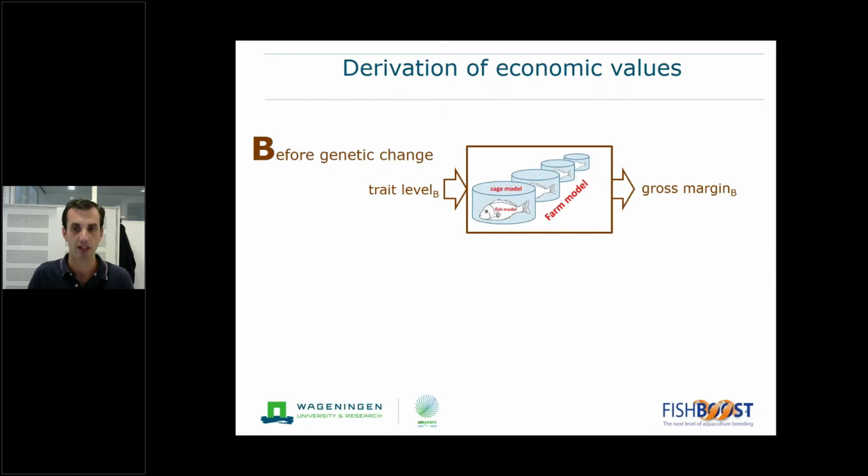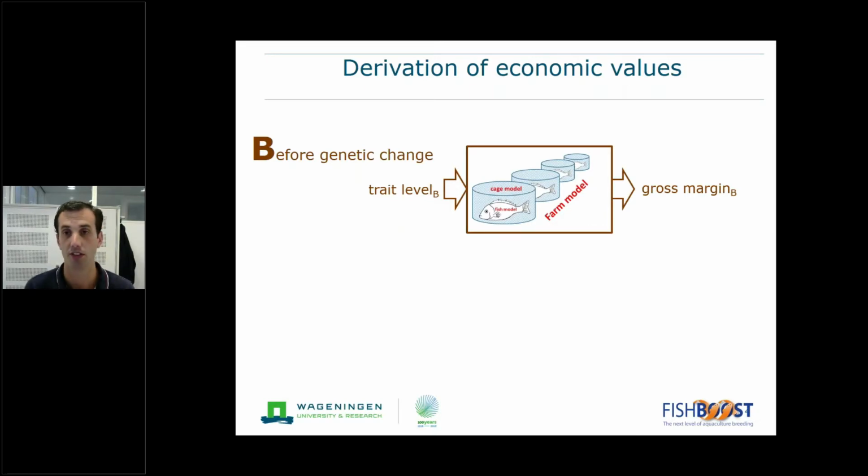Within FISHBOOST, we have developed a bioeconomic model for the derivation of economic values for aquaculture species. And in this model, we simulate a fish farm where we compute gross margin as a function of trait levels.